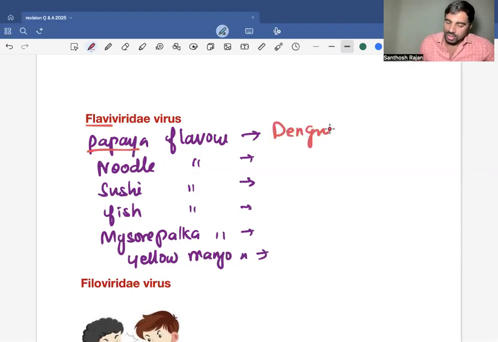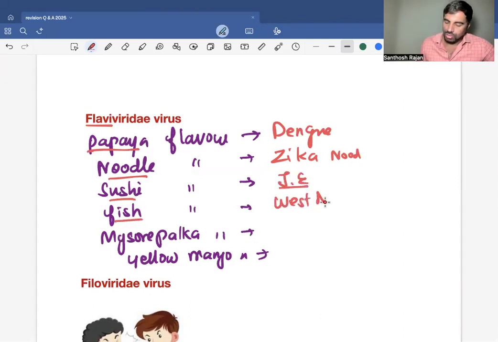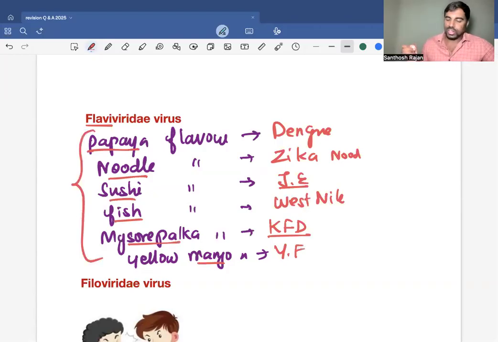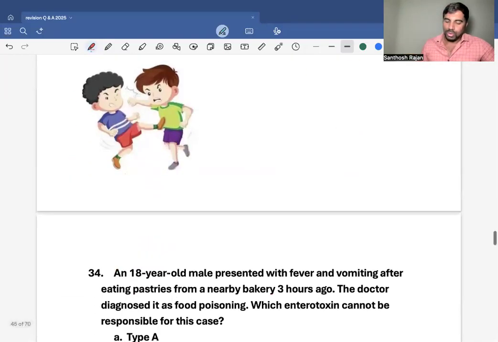These are different flavors. Whenever I say papaya, I'm talking about dengue virus, right? Everyone says papaya is good for dengue. Noodle, which noodle? Zika noodles, Zika virus. Sushi, Japanese encephalitis. Japan means sushi. Fish, West Nile. So flavivirus. Mysore Pak, because KFD, Kyasanur forest disease. Kyasanur is Mysore only. Yellow mango, yellow fever. That's all. These are the flavivirus group. Very, very simple.